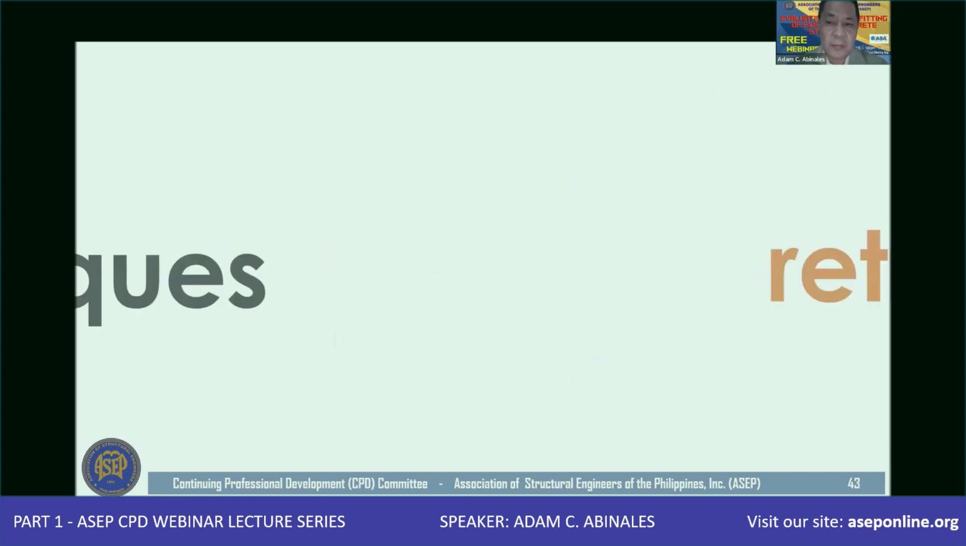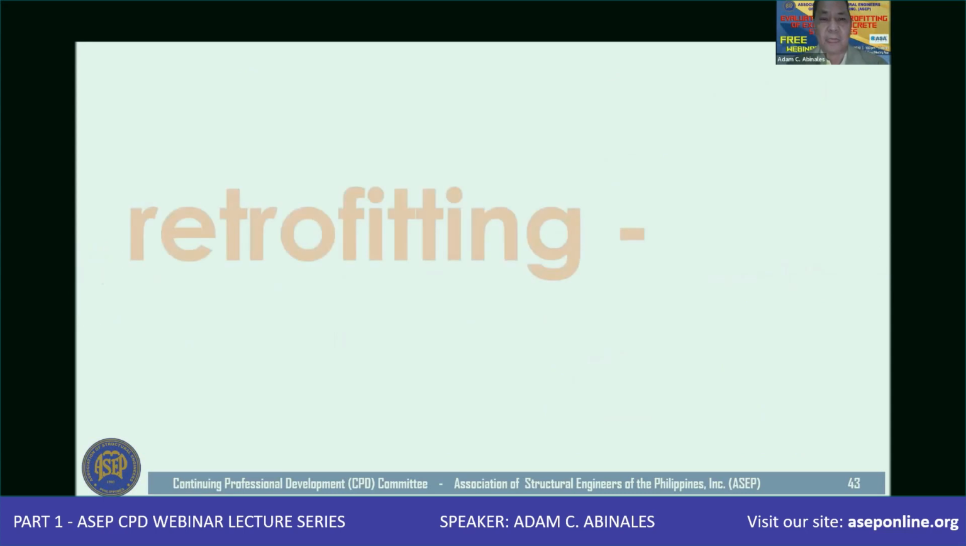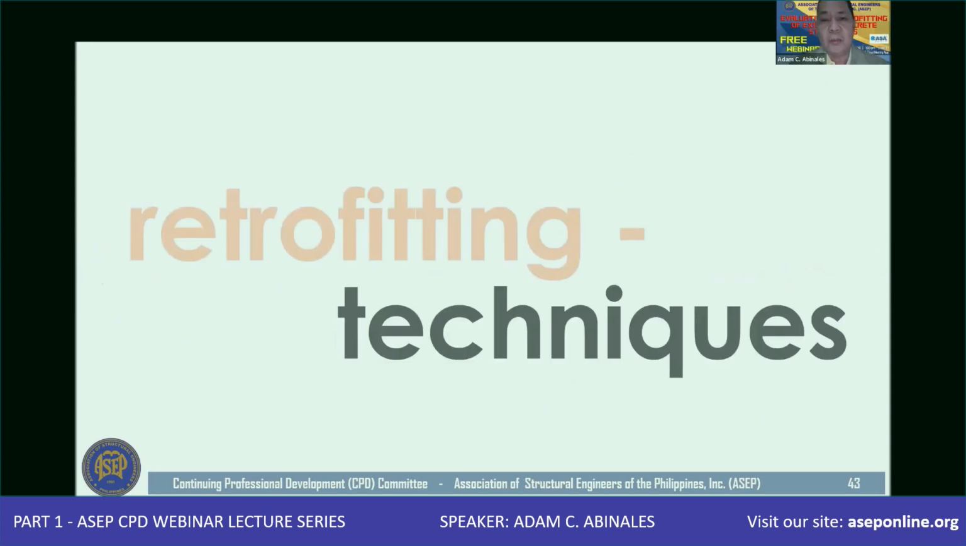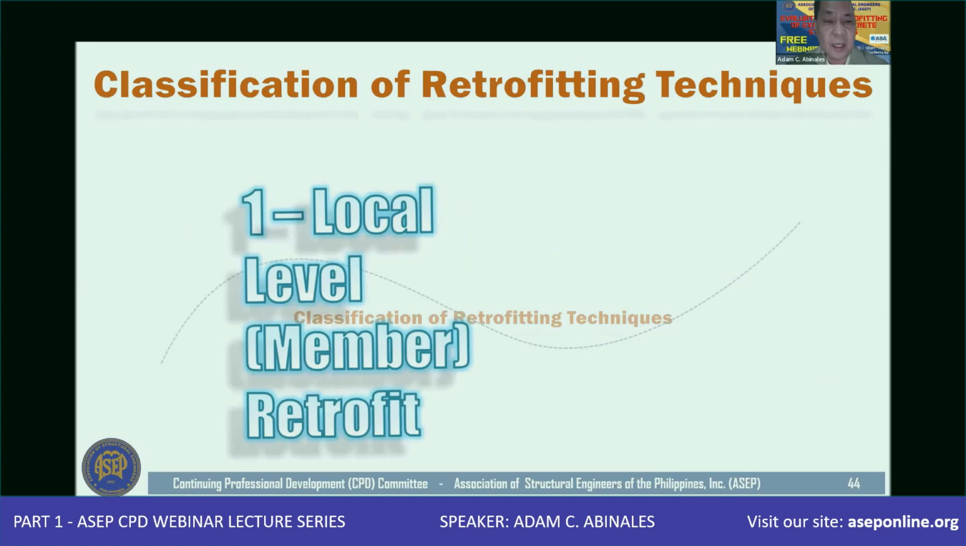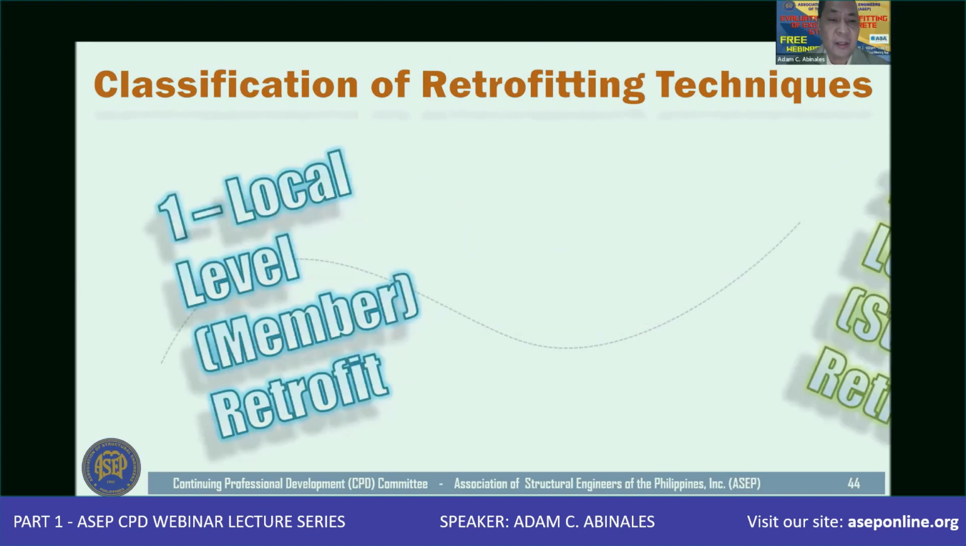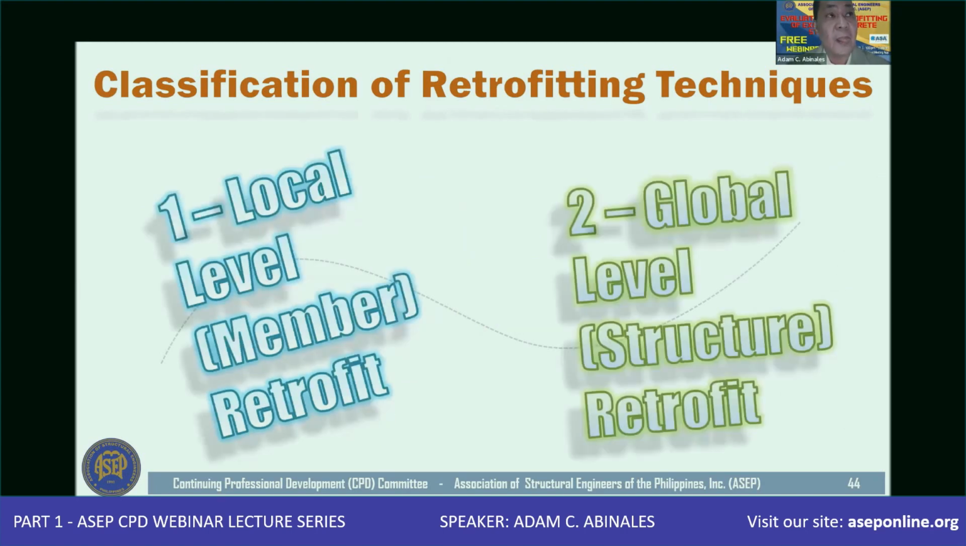So let me talk about retrofitting techniques. Now we have laid down the key philosophy of seismic retrofitting. So what are the possible techniques that we can employ? Let me classify retrofitting techniques. First, you have the local level, or in a sense, element strengthening. And the second is the global level, retrofitting the entire structure, and this is system strengthening.